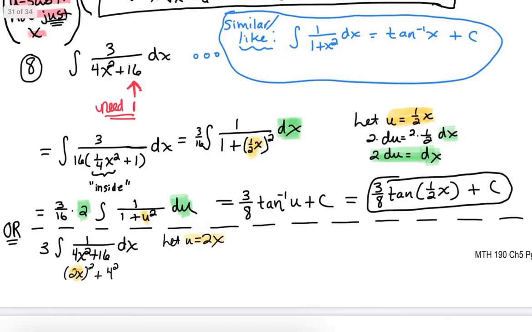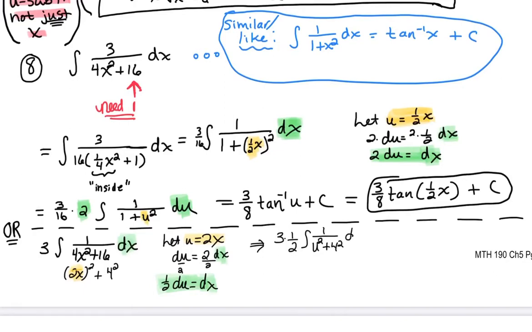And then my du here is just going to be 2 dx. And of course, dividing both sides by 2, we're going to have our 1/2 du is equal to the dx. So we isolate for our dx because that's the only x that's left and there's no other factors of x. So that 1/2 du. All right, so this would give me the 3 that was there, the 1/2 that's coming from that du factor, and then the 1 over u squared plus 4 squared du.